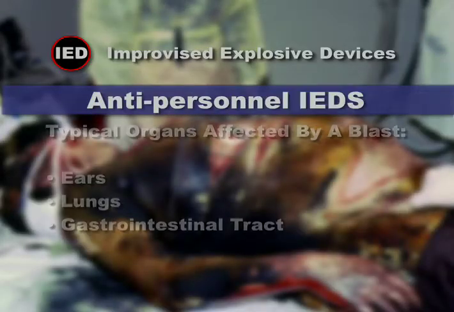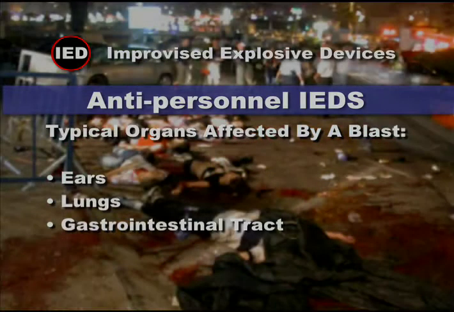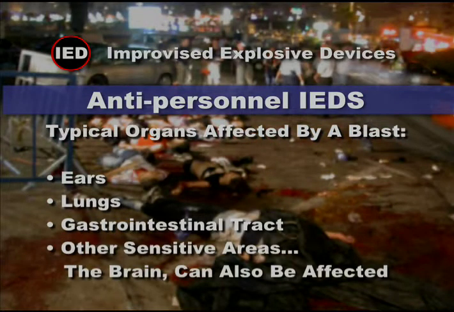Anti-personnel IEDs are used to kill, disfigure, or harass. The pressure from the blast damages organs, particularly at air-tissue interfaces, and the blast wind propels fragments and people, causing penetrating or blunt injuries. The ears, lungs, and gastrointestinal tract are the typical organs affected by a blast. Other sensitive organs, such as the brain, can also be affected.